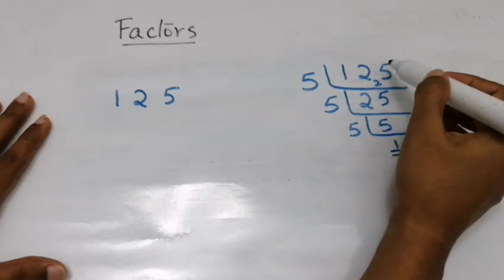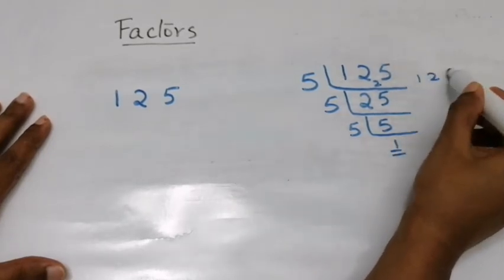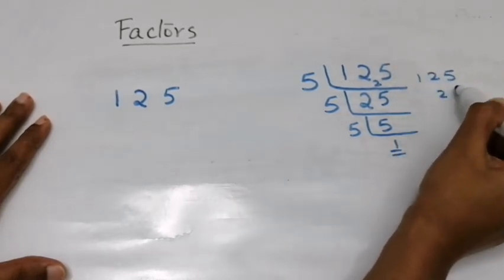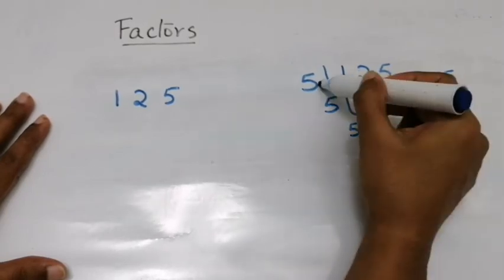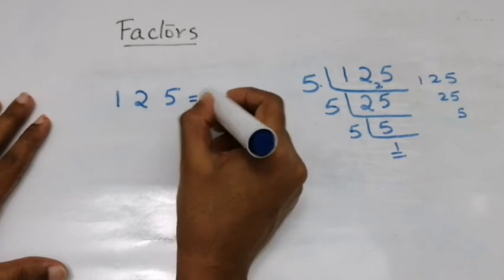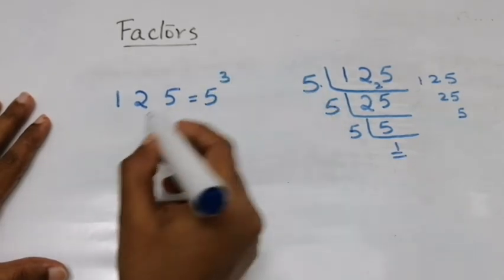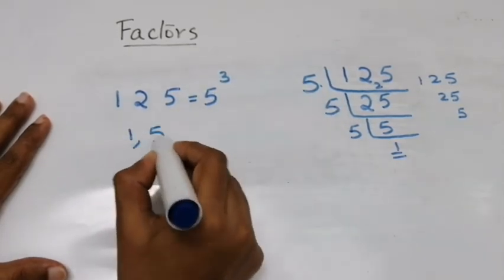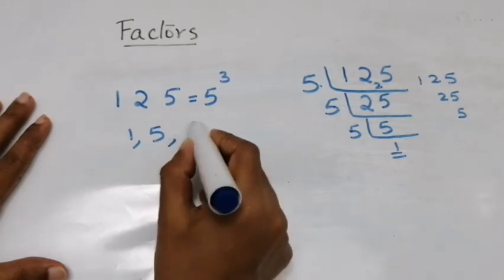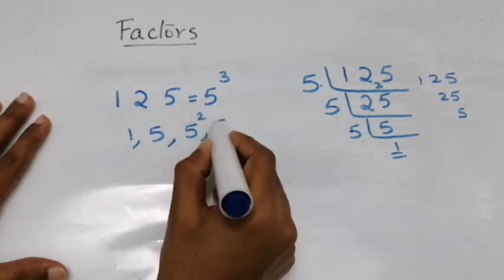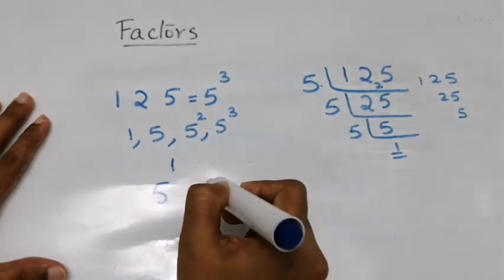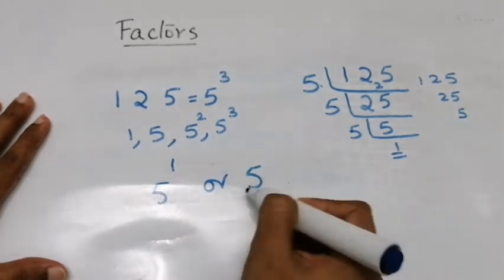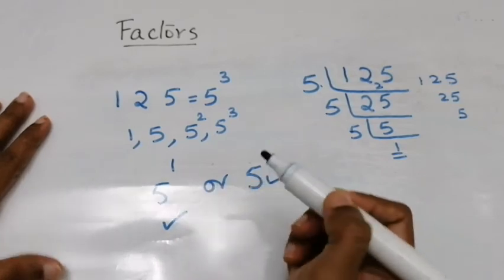So always remember that whenever you have the number 125, then you will have 25, then you will have 5. So 3 5s will be there. Just keep in mind that. So how you will write? 3 5s. So 1 is always there, 1 comma, 5 to the power 1, 5 to the power 2, 5 to the power 3. And if you write 5 to the power 1, or if you write 5, simply both are correct only. Okay.